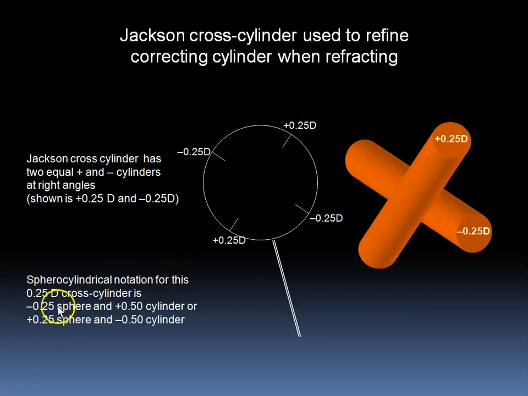The Jackson cross cylinder is used to refine correcting cylinder when refracting. The cylinder is made of 2 equal plus and minus cylinders at right angles. Most commonly, a quarter diopter is used, but one can use a half diopter or 1 diopter as well.